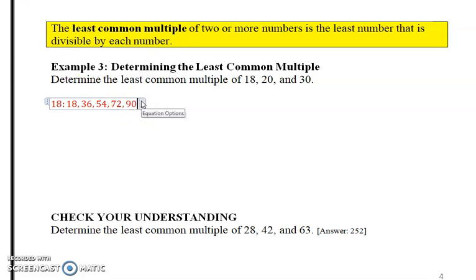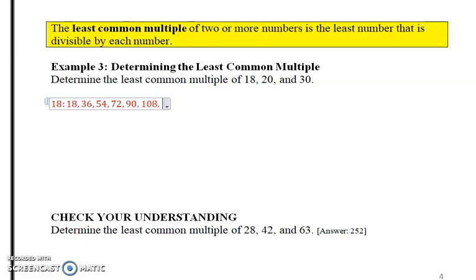72 and then 90. Obviously, 90 is going to work for 30, but it's not going to work for 20 because it's not a multiple of 20. Multiples of 20 would be 20, 40, 60, right? So it would be every 20, so that's not going to work. So you're going to have to probably go to at least 120 here. So let's keep going. Good mental math strategy here.